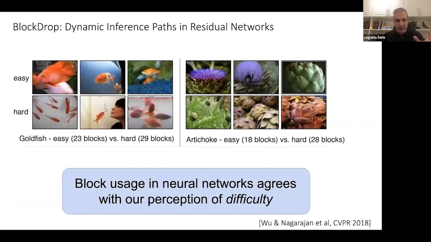And also the block usage in general agrees with our perception of difficulty. So if you take the top images, they are considered easy images. So you have objects, usually a single object in a clean background and so on. And for those images, our method selects fewer blocks to be executed. So more blocks are dropped. Whereas for the images in the bottom, which are considered hard, you have more objects, more occlusions, more cluttered background. In this case, usually our method selects more blocks to be executed and fewer blocks to be dropped.